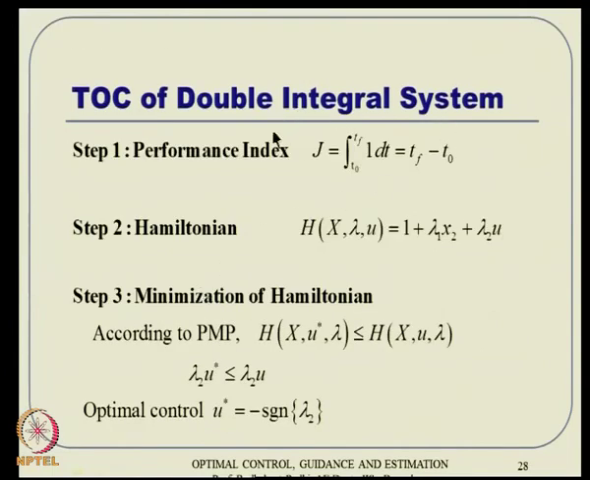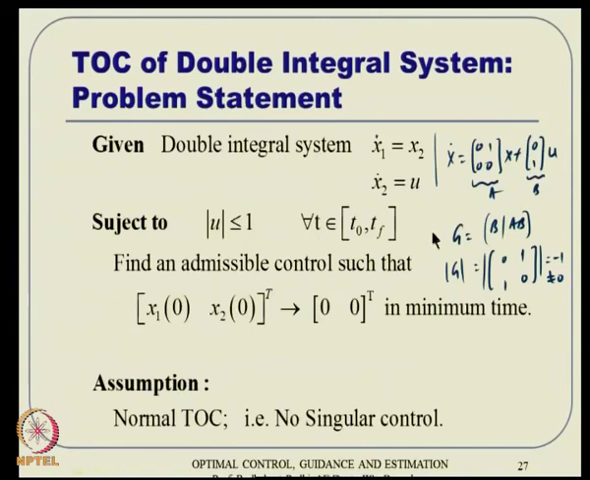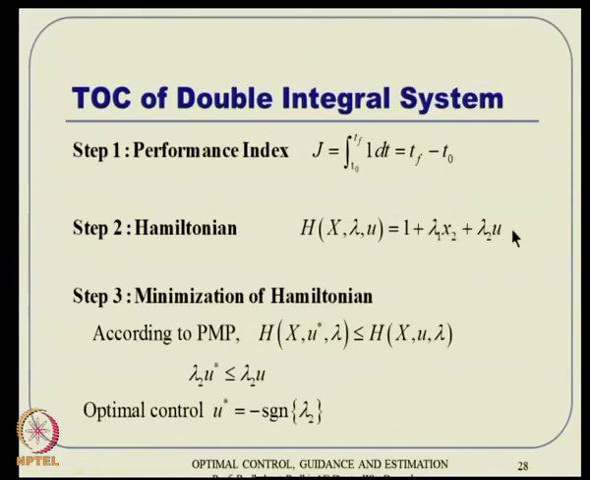Alright, performance index as usual, we select Tf minus T naught, a minimum time problem, and the Hamiltonian is also very straightforward: 1 plus lambda transpose f, so lambda transpose times (Ax plus Bu). Essentially, lambda 1 times x2 plus lambda 2 times u. So, we write that way, and according to Pontryagin's minimum principle, this condition has to be satisfied.